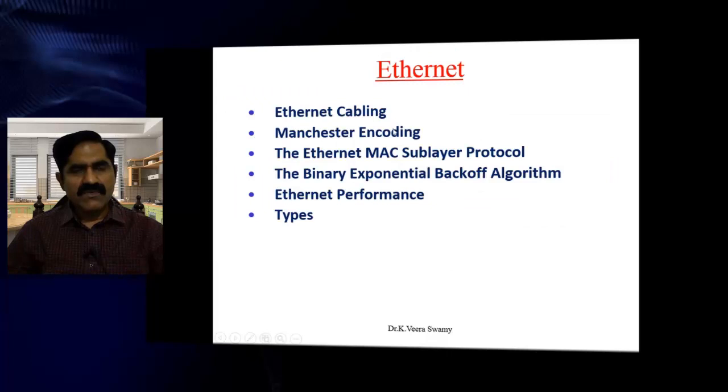So now first we discuss Ethernet cabling options, then we discuss encoding possibilities. After that we are going to discuss the protocol, and if there is a collision, how we are going to resolve it, what the Ethernet performance is, and various types of Ethernet. This is the flow in which we are going to discuss Ethernet.